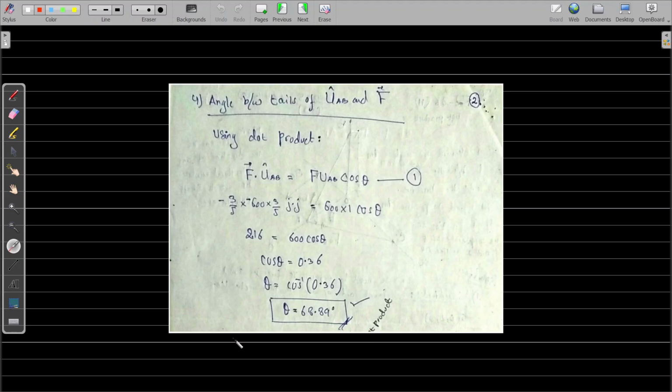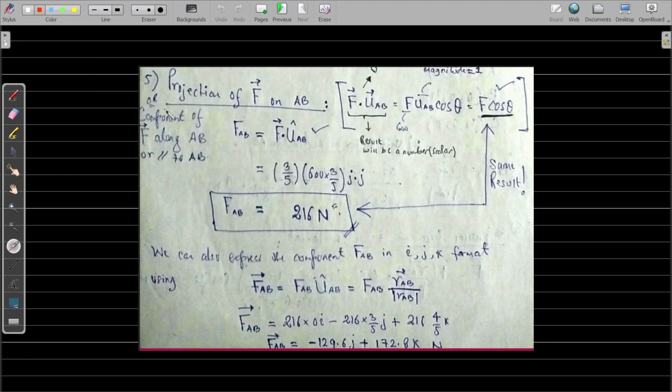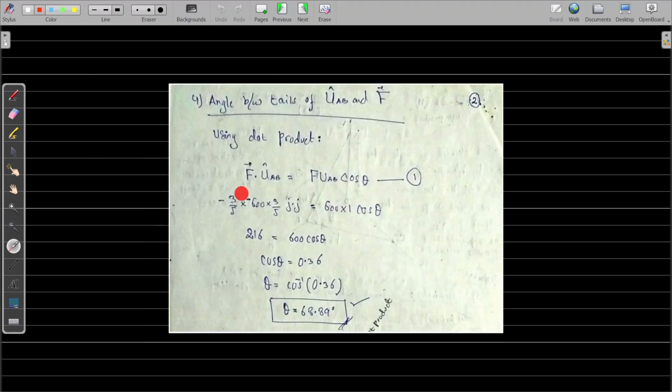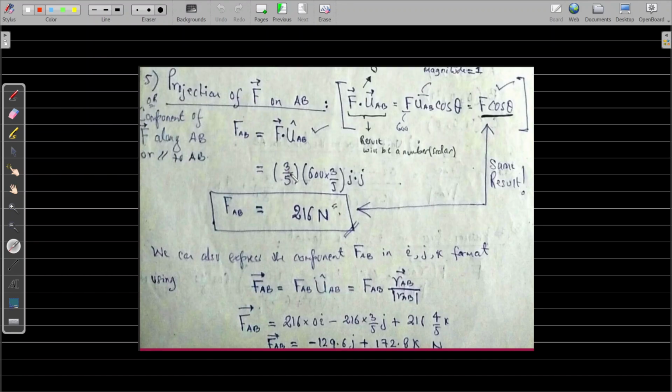Once you have got this theta, you can also calculate the dot product very easily. If I come here, the projection of F on AB will be this. FAB, which is a magnitude, will be equal to vector F dot unit vector AB. And if you go previously, we have already calculated this value. This is our unit vector AB, and this is vector F.